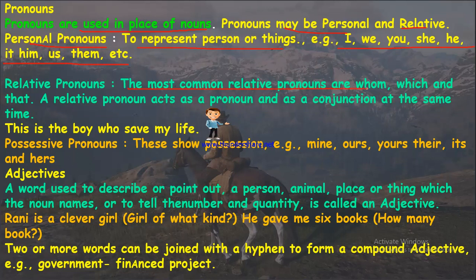The most common relative pronoun is who, which can also act as a conjunction at the same time. Okay, so the conjunction is here. This is the boy who saved my life.